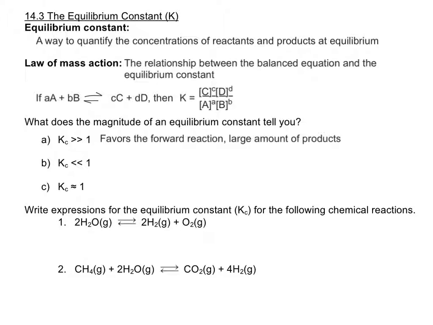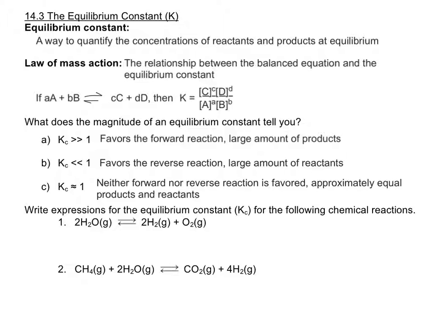All right, so if Kc is much, much less than 1, then this would be a case where the reverse reaction is very favored. And so you're going to end up with almost all reactants when your reaction reaches equilibrium. And then the final example is where Kc is approximately 1. And in this case, neither the forward nor the reverse is favored more than the other. And so you end up with pretty close to equal amounts of reactants and products when the reaction reaches equilibrium.